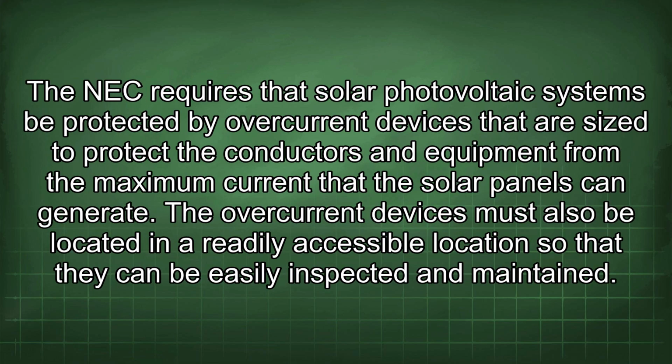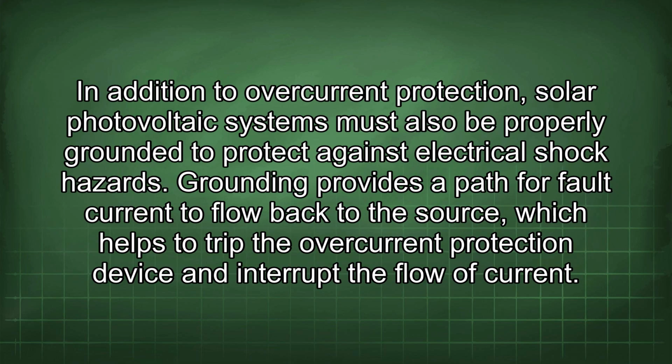The NEC requires that solar or photovoltaic systems be protected by overcurrent devices that are sized to protect the conductors and equipment from the maximum current that the solar panels can generate. The overcurrent devices must also be located in a readily accessible location so that they can be easily inspected and maintained. In addition to overcurrent protection, solar photovoltaic systems must also be properly grounded to protect against electrical shock hazards.